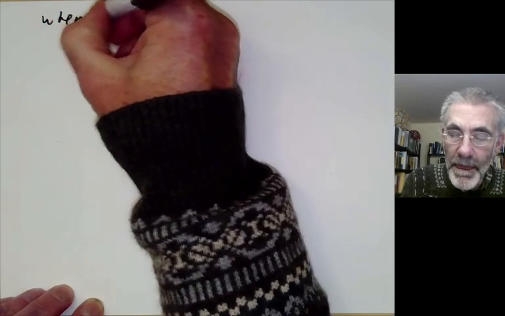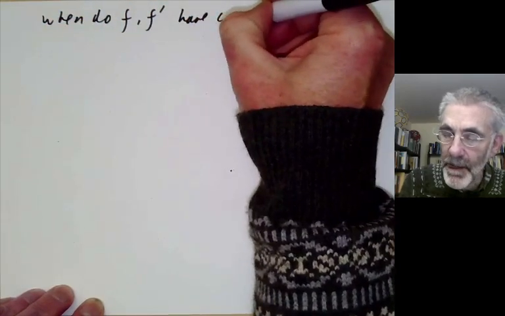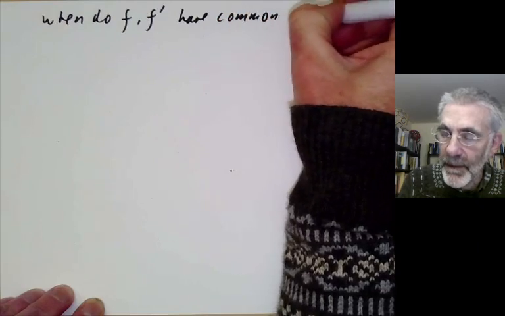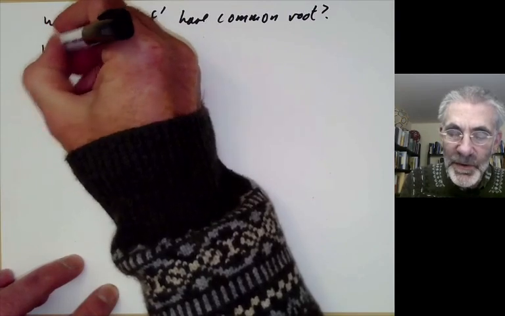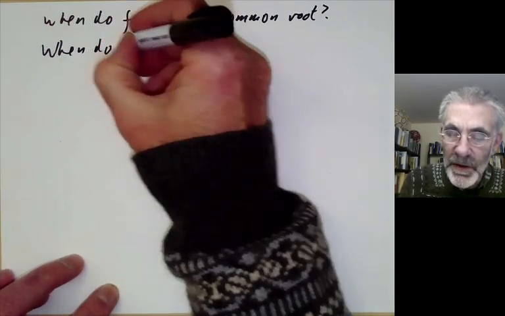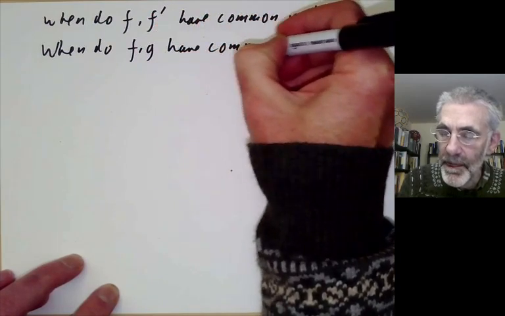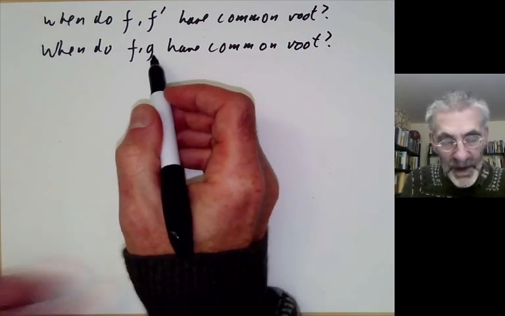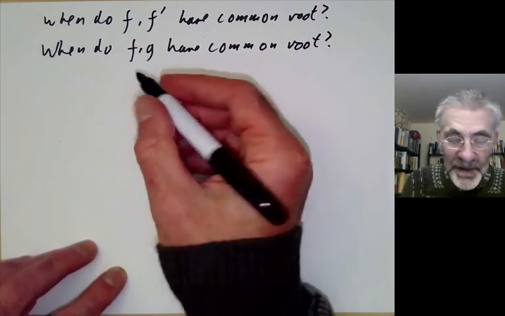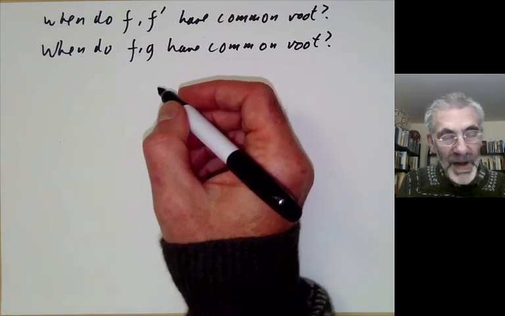So we now have the problem, when do f and f prime have a common root? Well, actually, we're going to answer a more general question, which is when do f and g have a common root, where f and g are any two polynomials over, as usual, an algebraically closed field. And there's a simple answer to this.